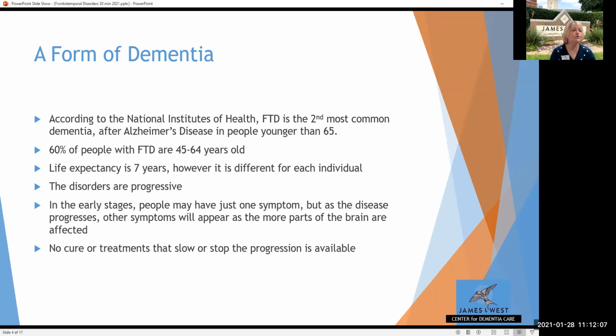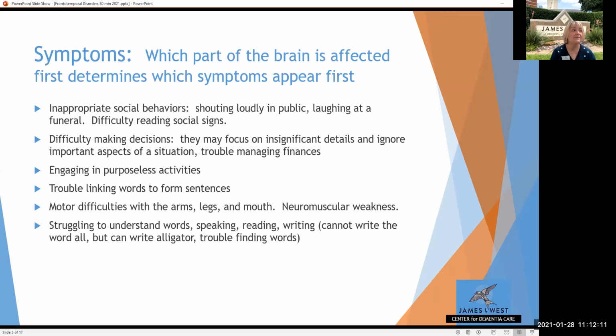So there's no cure, there's no treatments that help slow or stop the progression of the disease. What they do is they treat the symptoms. So what are the symptoms? And there are a lot of symptoms that go with FTD. And again, as we go through these symptoms, I want you to just be thinking about what, if somebody presents this way, they come in with some of these things, what they might get diagnosed with.